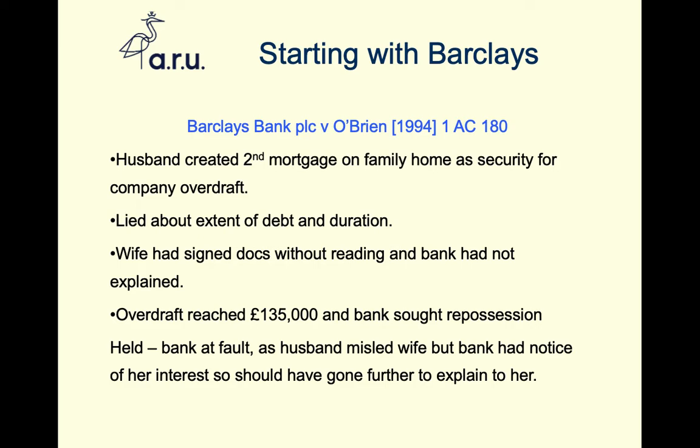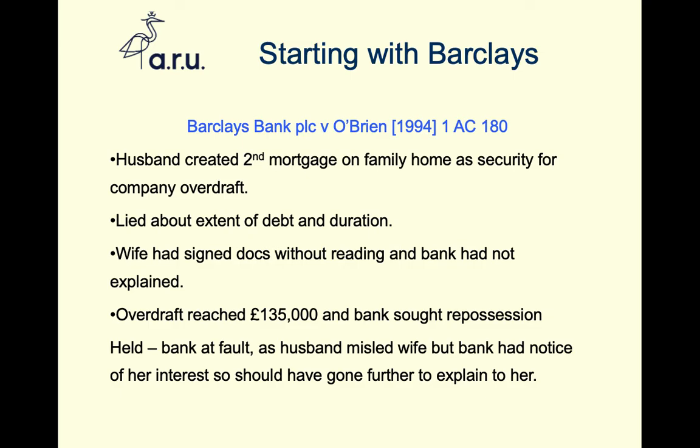Here we have a husband creating again a second mortgage on the family home as security for the company overdraft, so taking money from a bank and putting it into his business in return for a percentage of the family home. He had lied to the wife about how much money it was going to be and how long he would need it for. He said to her that it was going to be £60,000 and he would have it back to the bank within 3 weeks.